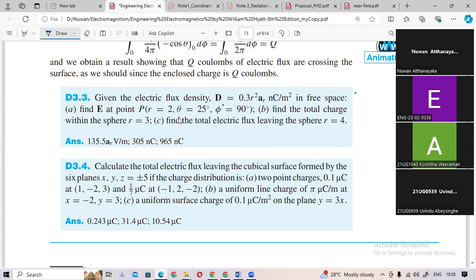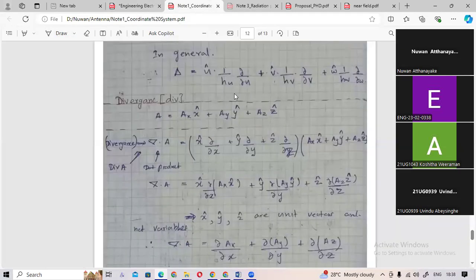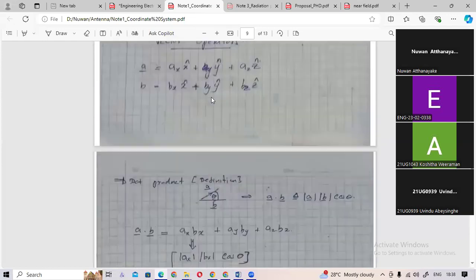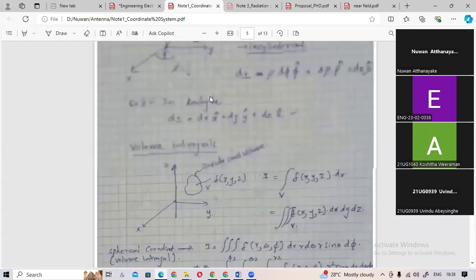Can anyone understand what is the coordinate system they used here? That is very important. You have to understand the coordinate system, because here you have to do again surface and volume, most probably surface integration. I think I have given this equation previously.